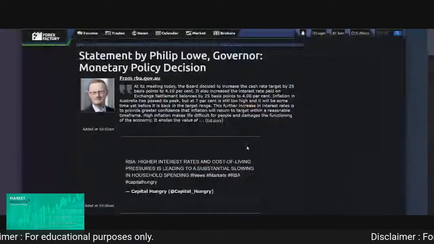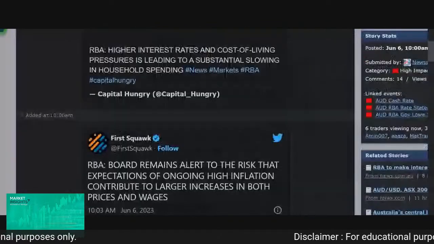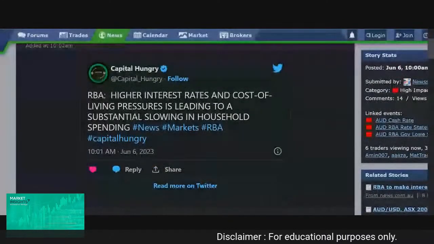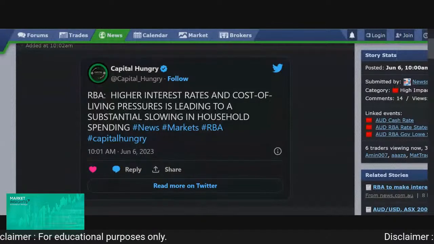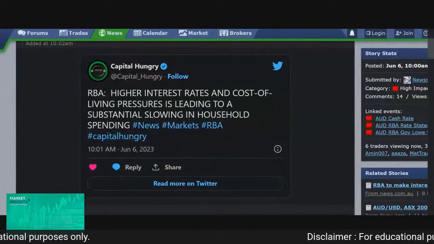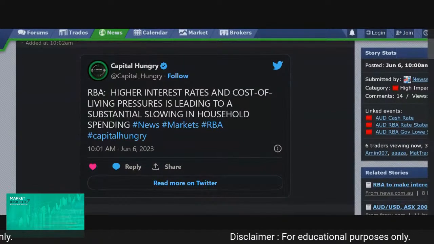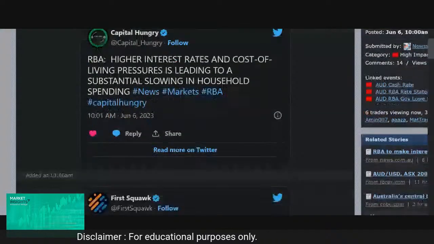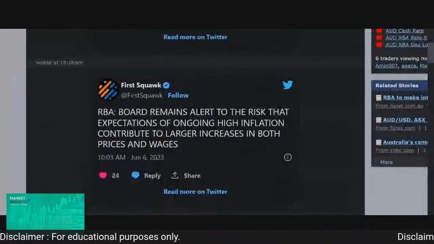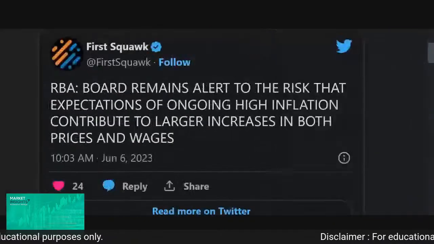There is one very important thing that has come out here: higher interest rates and cost of living pressures are leading to a substantial slowing in household spending. What does all of this mean? It is a lot of confusing words. Big words are there. Substantial slowing in household spending. What is that? And most of it is related to the macroeconomic scenario in the land down under.